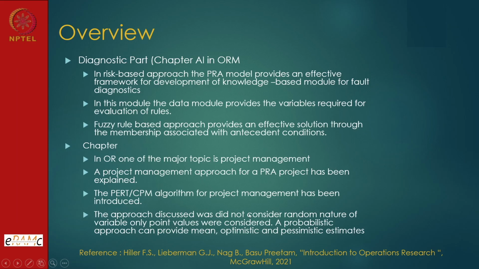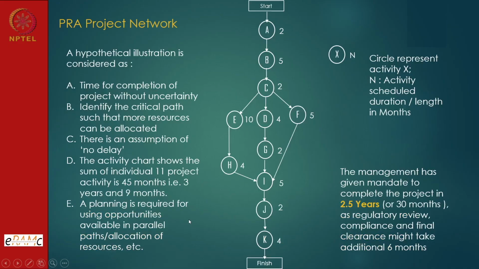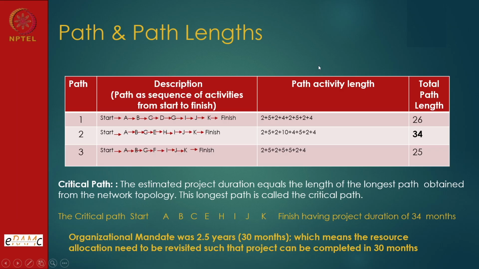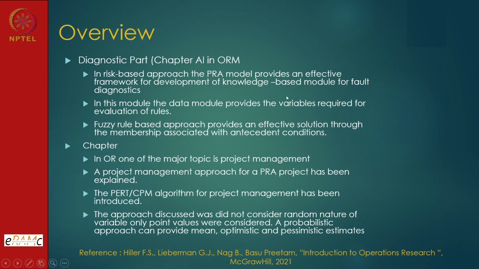The approach discussed did not consider the random nature of variables. I have explained this chart using crisp values like 2 months, 5 months and so on. But we know that uncertainty is part of everything. So it could be 2.5 months, it could be 1.5 months also. That is where the probabilistic approach really helps us, because before I commit to my management, I should be pretty sure that I will be able to do it.